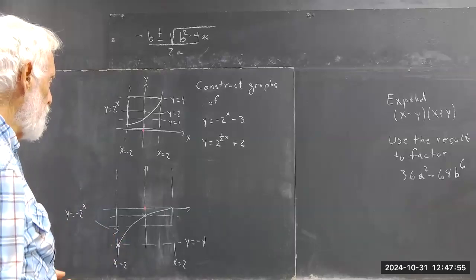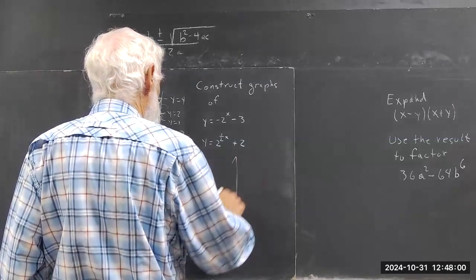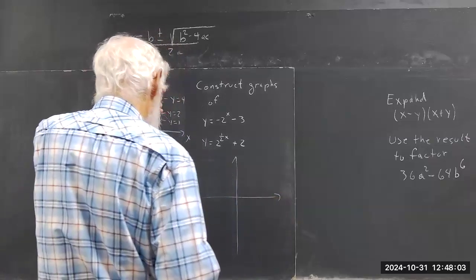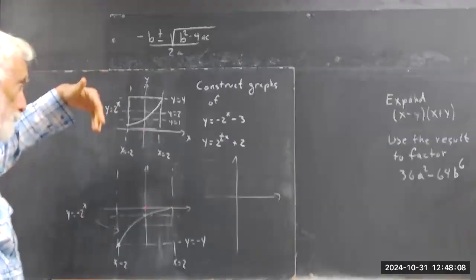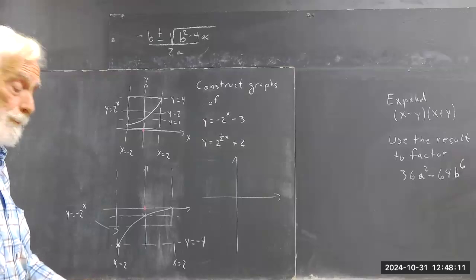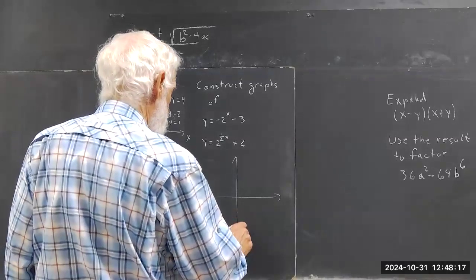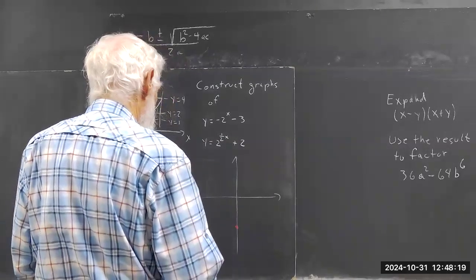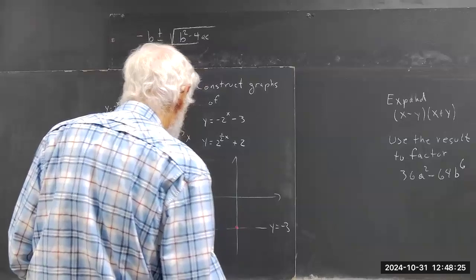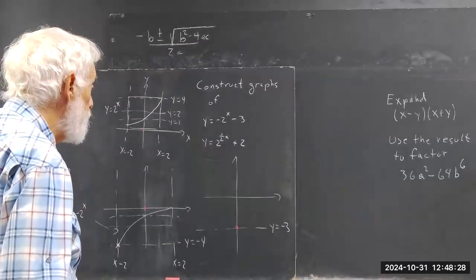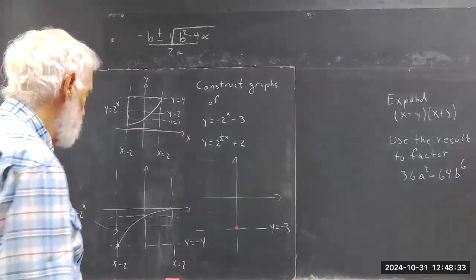Now what's negative 2 to the x minus 3? Well, minus 3 takes every point 3 units lower. So it takes the red dot at the origin down here to the line y equals negative 3. So basically, this graph shifts 3 units lower.